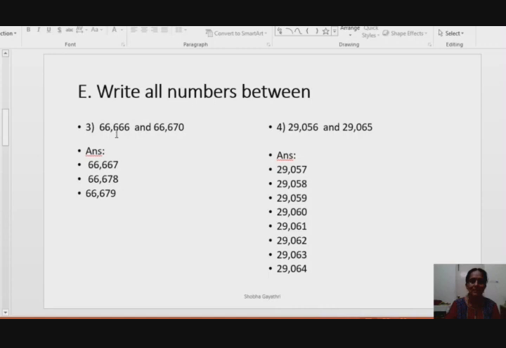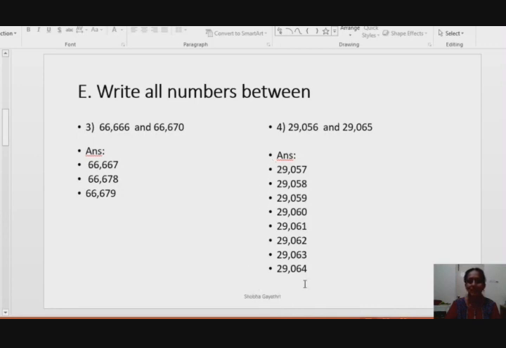See, 66,666 and 66,670, it is between. You have to write the numbers between these two numbers. You should not include these two numbers. Add 1, write the next number. 66,667. Next, add 1 to this number, write the next number. 66,668. Add 1 to this number, 66,669.